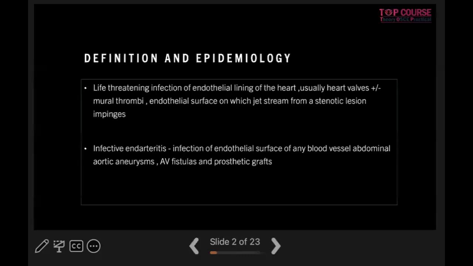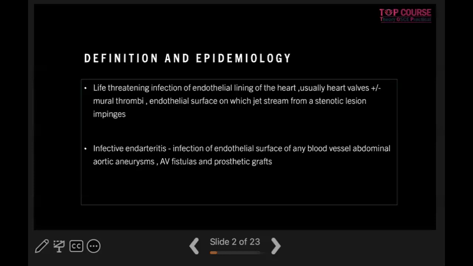So what is infective endocarditis? It is a life-threatening infection of the endothelial lining of the heart, usually the heart walls, or it could be a mural thrombi also, or it could be an endothelial surface on which the jet stream from a stenotic lesion pours on or impinges. Okay. So it could be either the heart wall or the mural thrombi, or the endothelial surface which could lodge the thrombus or the infection.